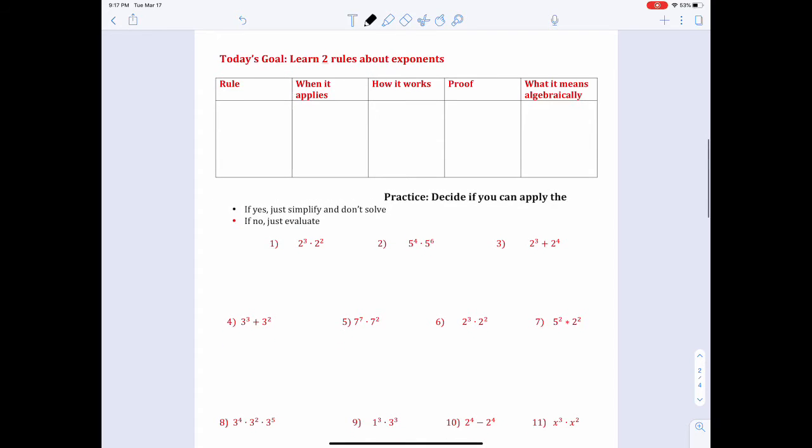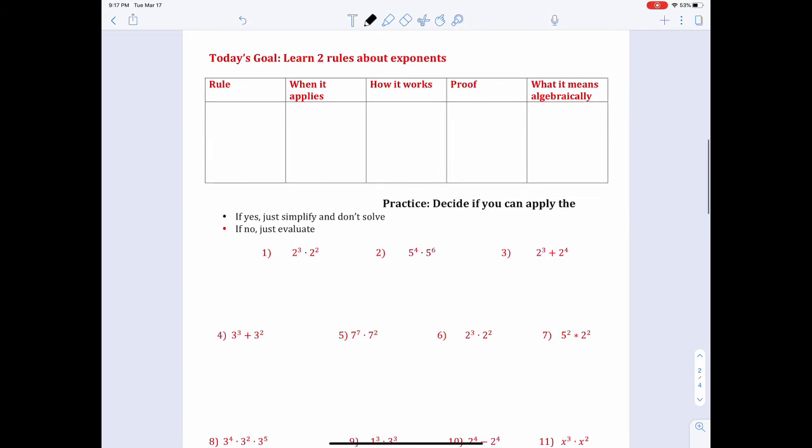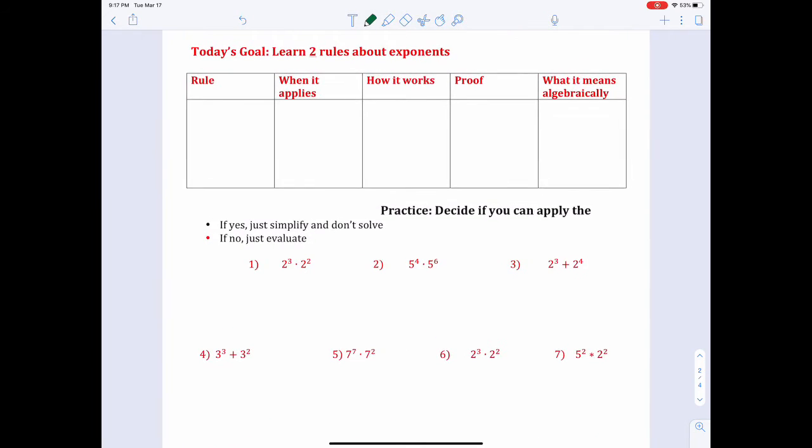So, today's goal. Everything in red you're writing down. So I would create that table for yourself on loose leaf paper, and we'll get to it here. So pause the video, give yourself some time to do that. I'm going to write in green in honor of yesterday. Well, now it's going to look like Christmas colors, but alright. So, let's see. Learn 2 rules about exponents.